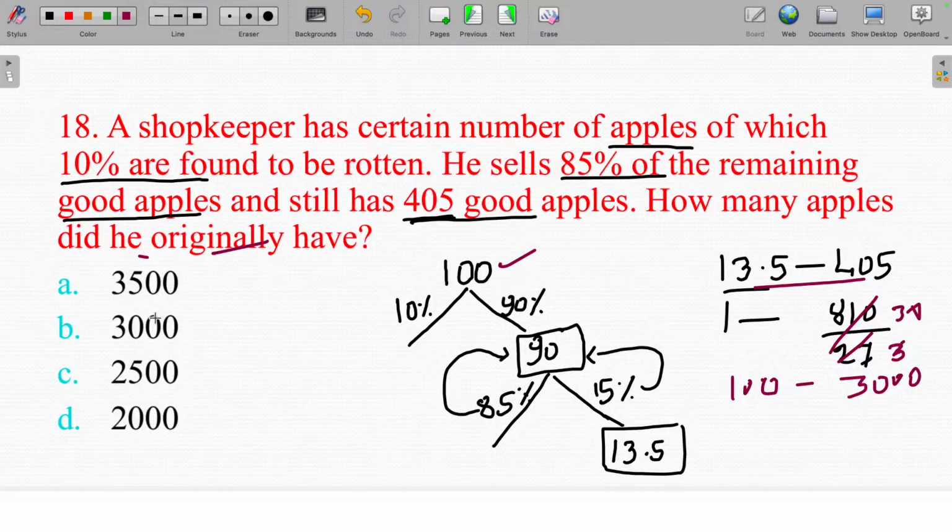Write on this. It's a very easy question. You have to read the language, and you have to do it step by step. I think it's clear.